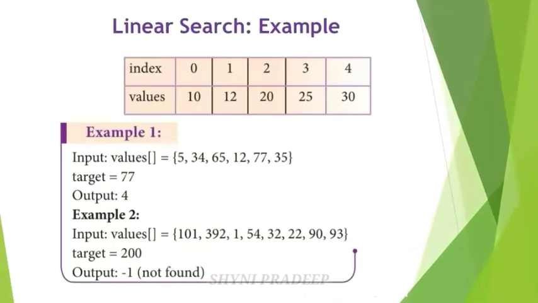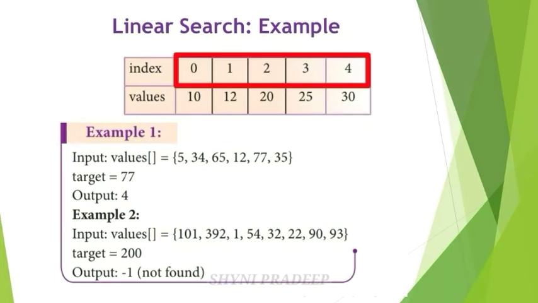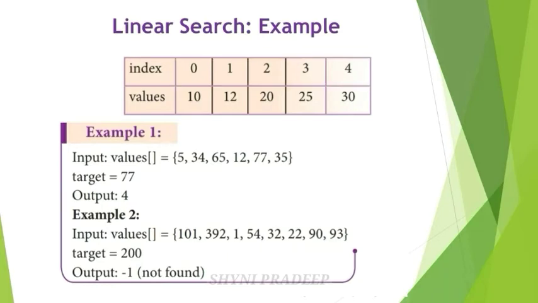Here one example is given. This is a list of elements: 10, 12, 20, 25, 30. These elements are stored in an array. A collection of homogeneous elements is called an array. So the collection of numbers is stored in an array. 0, 1, 2, 3, 4 is the index position of each value. In an array, the index positions always start from 0. So the first element is stored in index position 0. The next element is stored in index position 1. The third element is stored in index position 2.